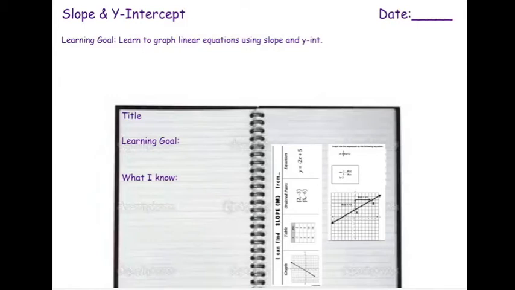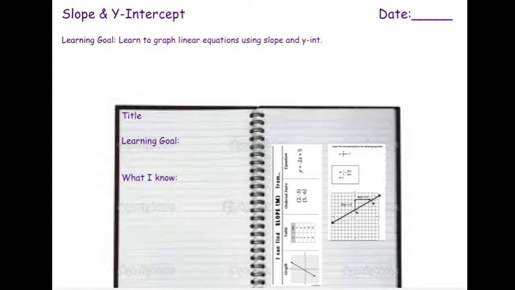Hi everyone, today's lesson is on slope and y-intercept, and our learning goal is to learn to graph linear equations using the slope and the y-intercept. Now there's two components to your foldable. One is 2 pages and it's double-sided so that you can fold one inside of the other the long way like a hot dog, right, and paste it into your notebook.